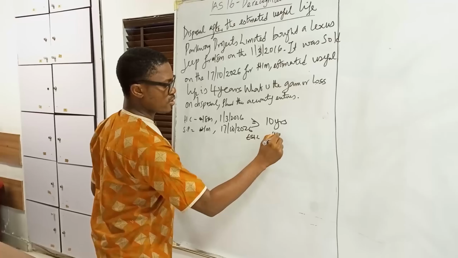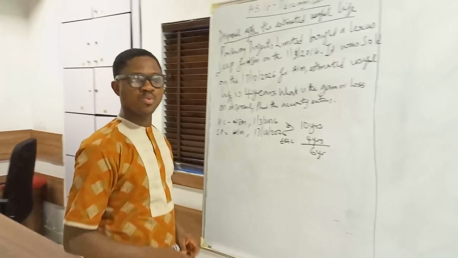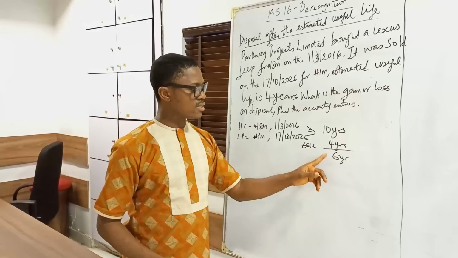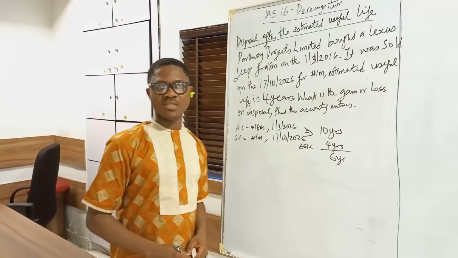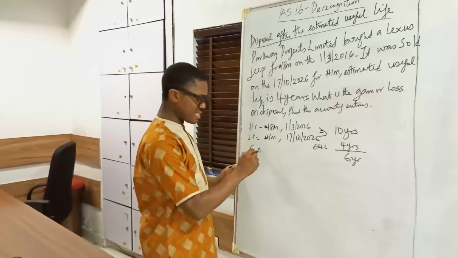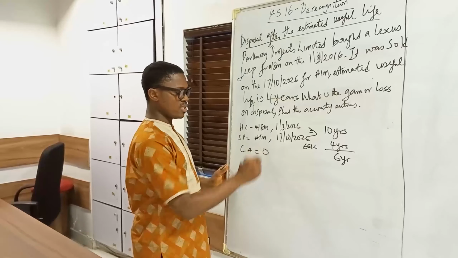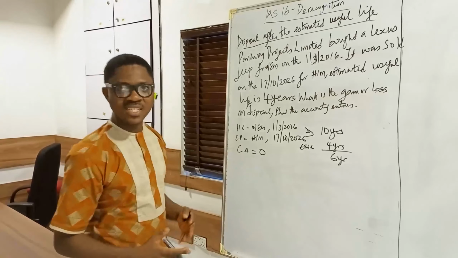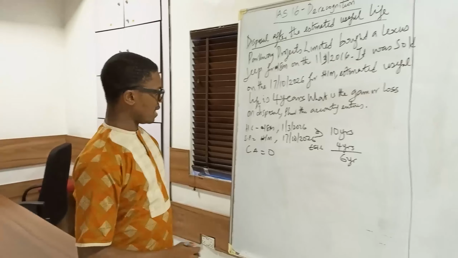That means this asset was still in use for 6 years after the estimated useful life. That would mean that the carrying amount of this asset in the 10th year is zero because it has been fully depreciated. We can test this also. Let's go ahead to test.